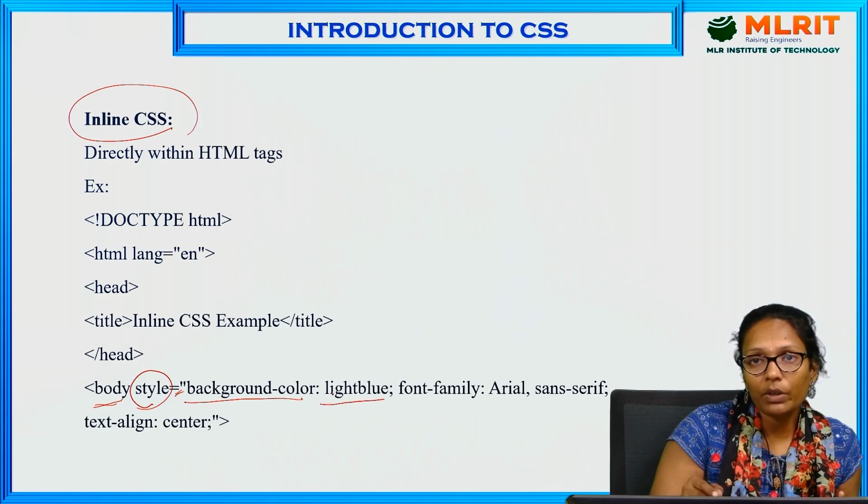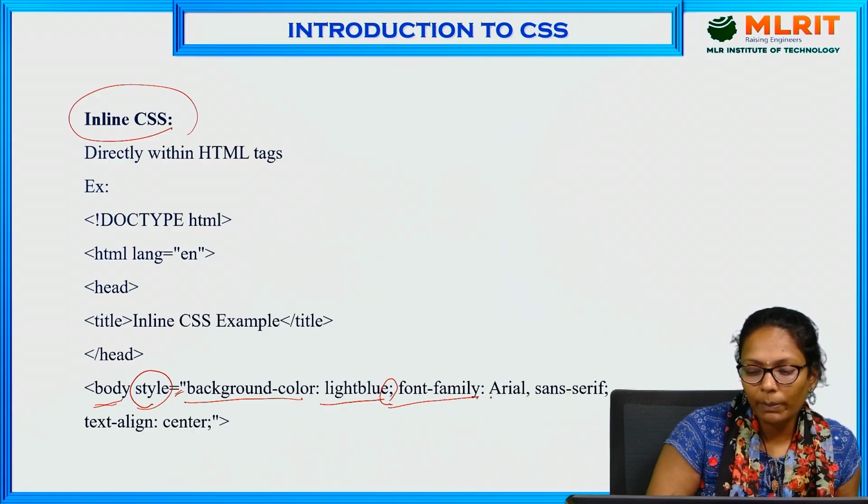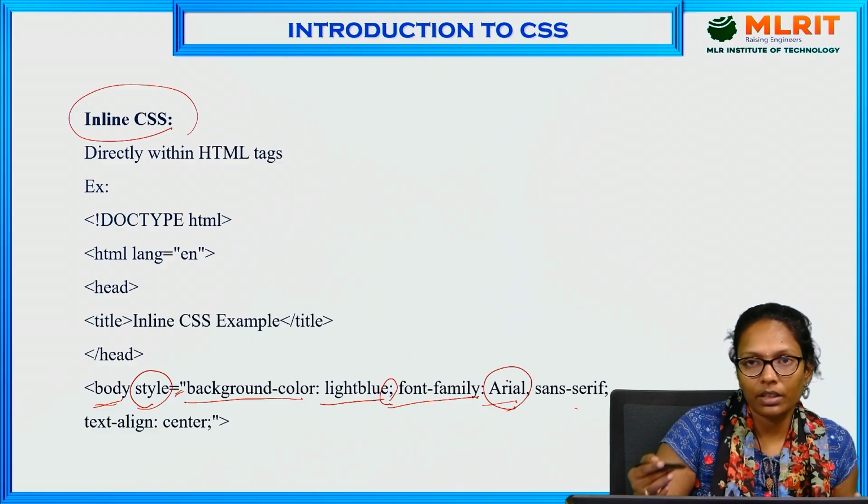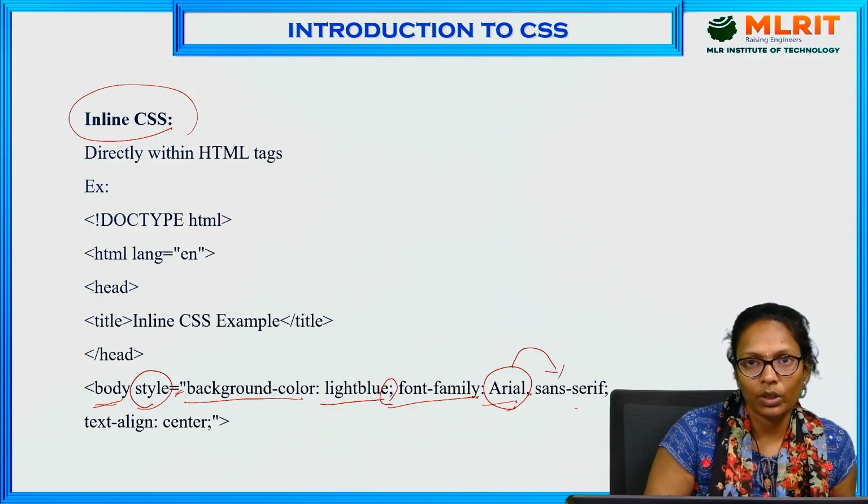Now I want to give another property, so you need to mention the semicolon. The property name is font family and the value is Arial. Here you're taking two fonts. If the first is not available in your system, or not supported by the browser, then it will go with the second one. Like that, we specify the generic font family and also the specific font family.